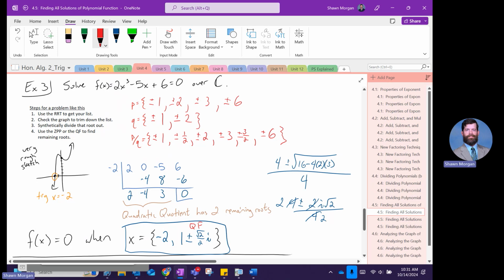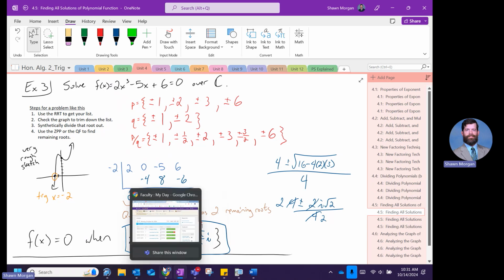P and Q, and is this a root? How do you know? Show me synthetic division. Yes, and let's look at the delta. Sir? What was the question?